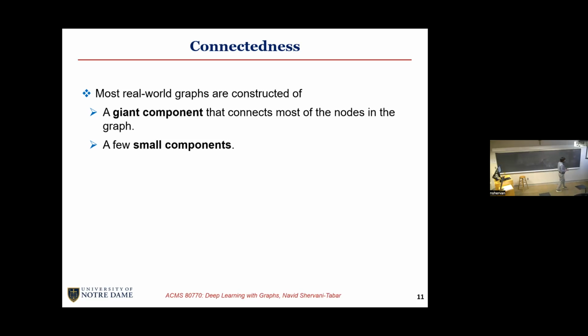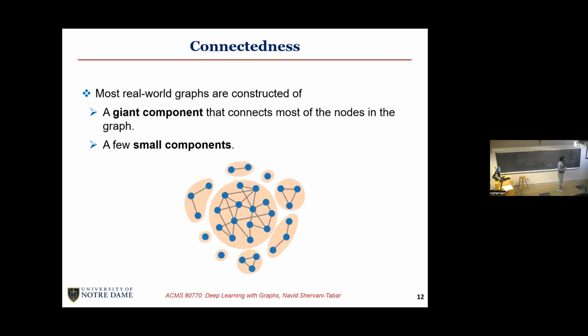In a real-world graph, we usually have a giant component which connects most of the nodes in the graph. And then we have a number of smaller components, each of which connects a small number of nodes that are connected to each other. If I want to show that schematically, this is what we see. A large portion of the nodes are connected in this largest component, and then we have a few small components that only contain a few nodes each.